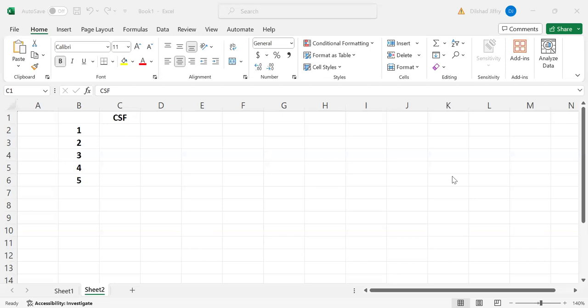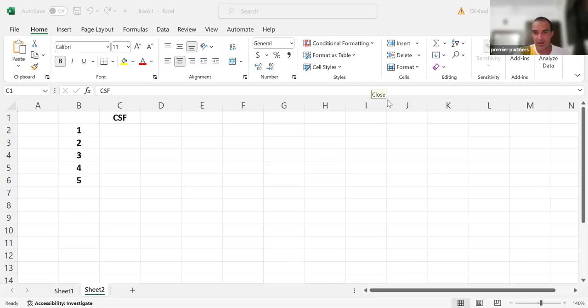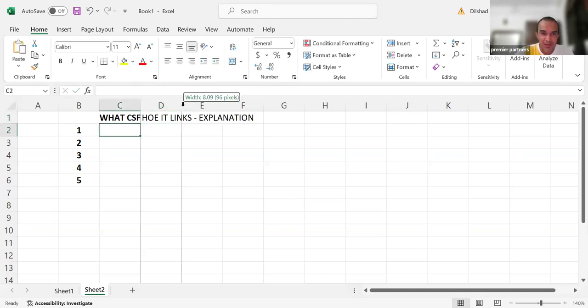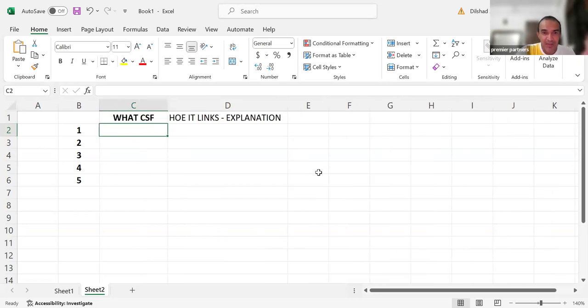Yes, sir, like what he said, for each point there will be 2 marks. One is to describe the CSF and how you link it to the company. Right. Very good. So one is what the CSF is. Second, how it links, or explanation of the CSF. Very simple. You don't have to write paragraphs and paragraphs.